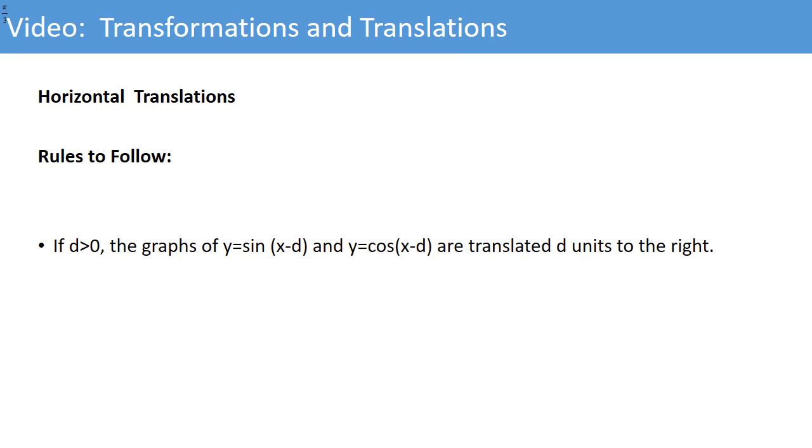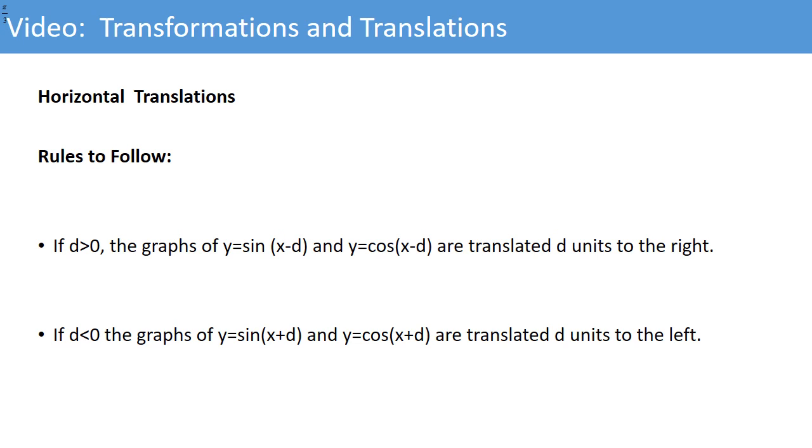Rules to follow. If d is greater than 0, the graphs of y equals sine x minus d, y equals cos x minus d are translated d units to the right. If d is less than 0, the graphs of y equals sine x plus d and y equals cos x plus d are translated d units to the left.